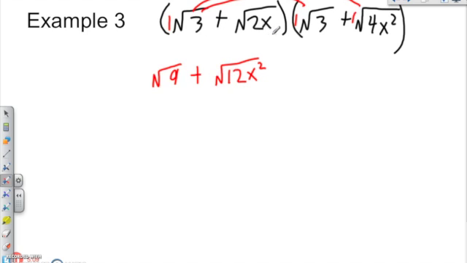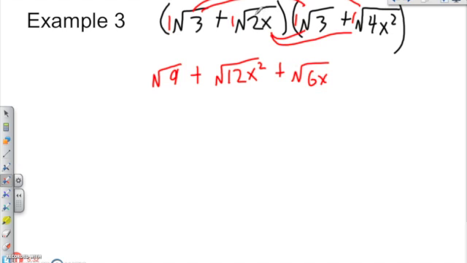Now, I'm going to need to take my second term and multiply it through my second binomial. So I'm going to put another addition sign because I have to add all these on. We have the square root of 2x times the square root of 3. 2x times 3 is going to give me 6x. And again, my coefficients are 1, so I don't have anything in front.